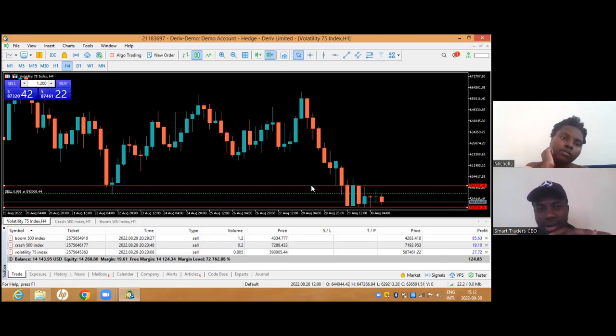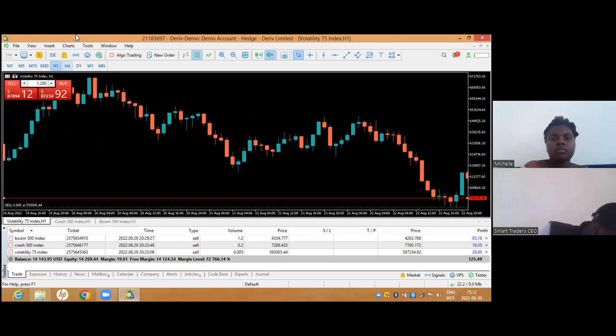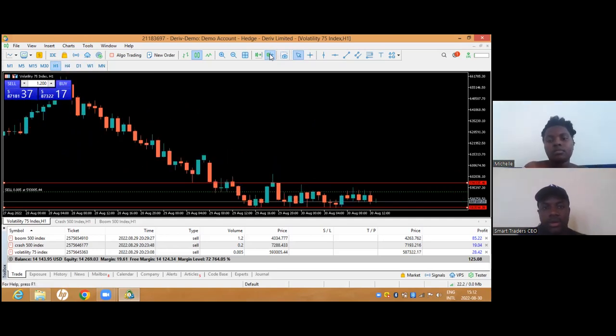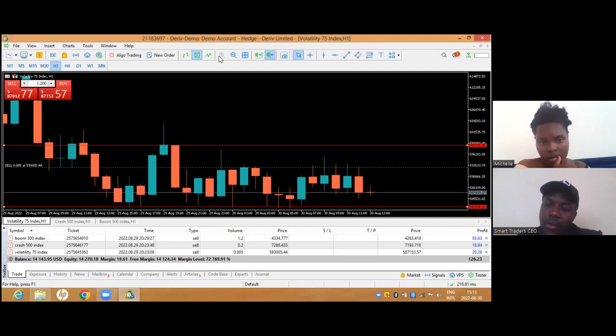Go to H1. Fix your chart. So this is H1. It means the current candle that is there is going to take 1 hour to close. Zoom in. So that support that we have, once it's broken, it means we're going to sell. Once that support that you've drawn there is broken, we are going to sell.